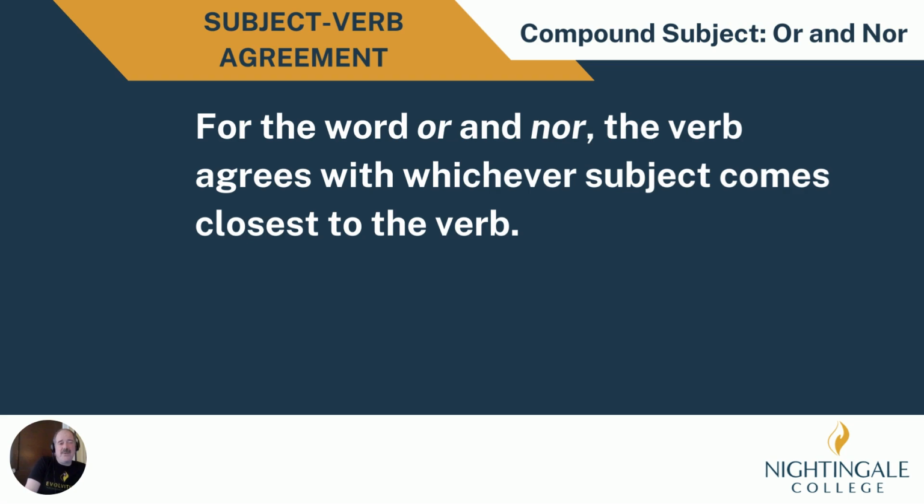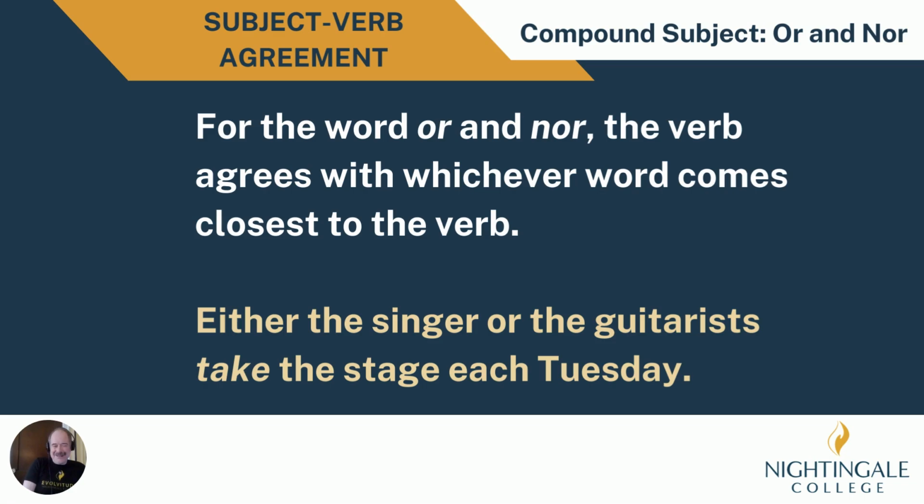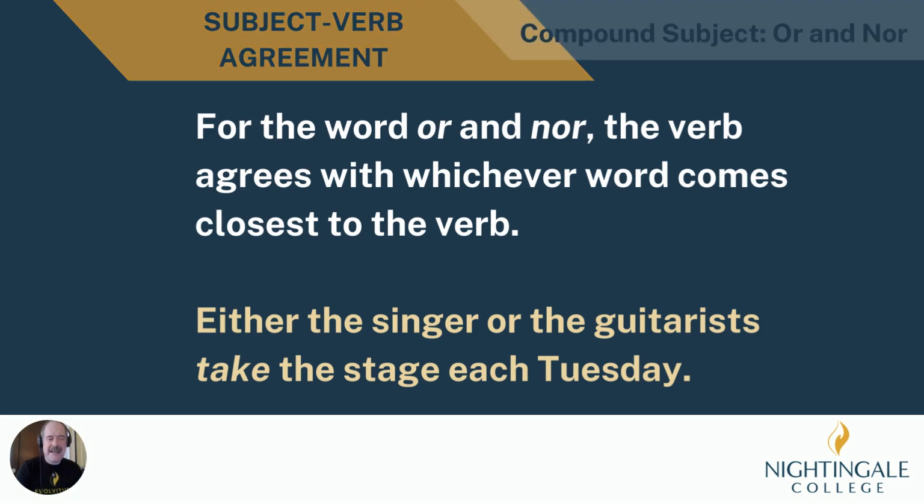If we are using the words or and nor, the verb agrees with whichever subject comes closest to the verb. We'll have some sentences here that will make that abundantly clear as we switch things around along the way. Either the singer or the guitarists take the stage each Tuesday. The verb take is agreeing with the plural, the guitarists, because the guitarists is closest to the verb take.